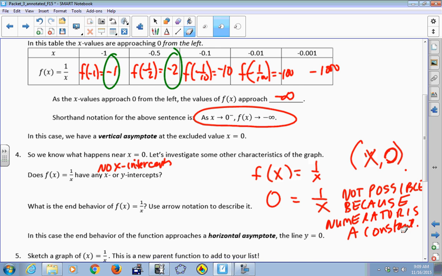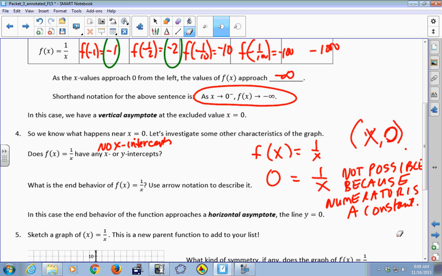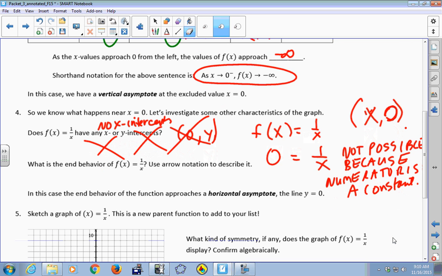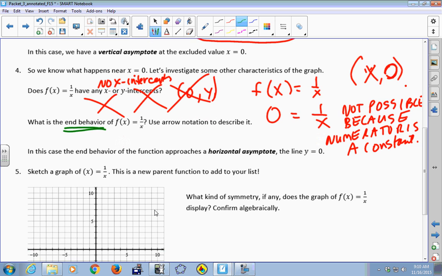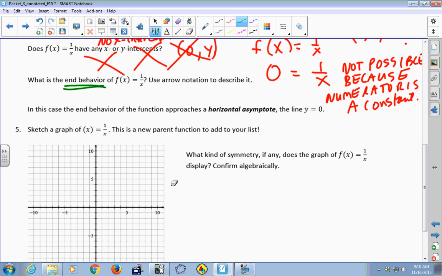What about y-intercepts? Y-intercepts have x equal to 0 and some value of y. But what did we just say about the only value this function can't have for x? X cannot be 0. We have that whole dotted line called the y-axis. That's not possible. We can't have either one. So now we have to look at end behavior. That's the last thing we look at. That means what happens to the value of this function as x grows without bound. So just think about it.